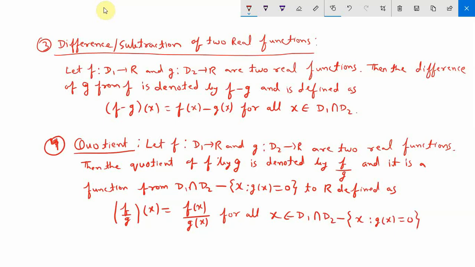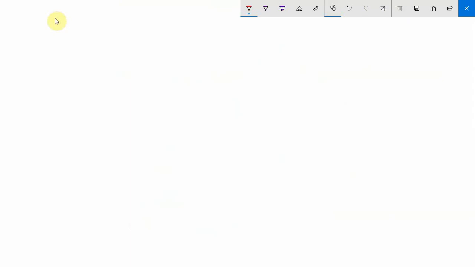Okay. So next we will discuss multiplication of a function by a scalar. So let me clear this. So, multiplication of a function by a scalar.